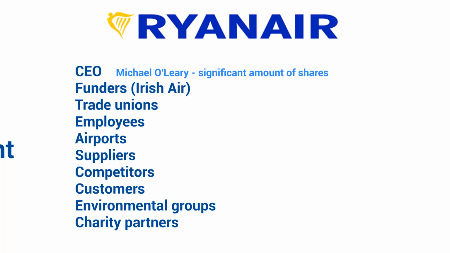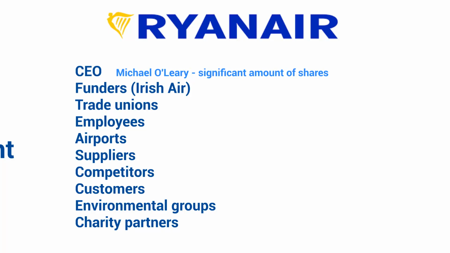But of course, the CEO also has a lot of power in an organisation and can shape the strategy of an organisation. So if they don't do it well, that can also affect the direction of the company. Now we've got the funders, who in this instance are Irish Air, and don't worry, I wasn't expecting you to know that off the top of your head.